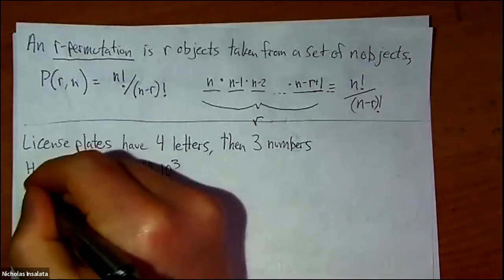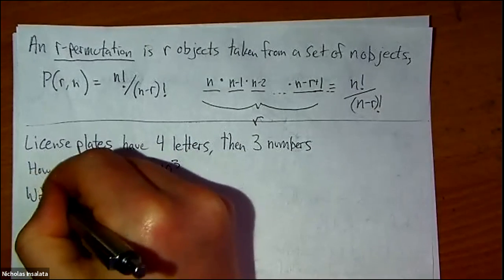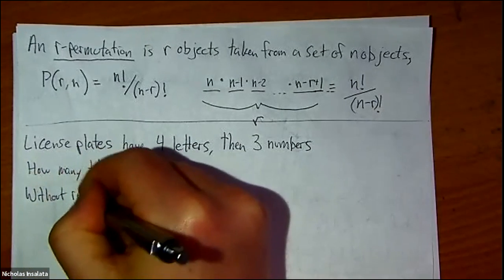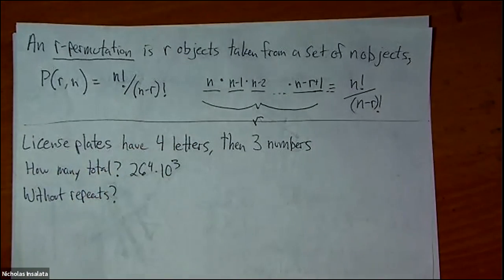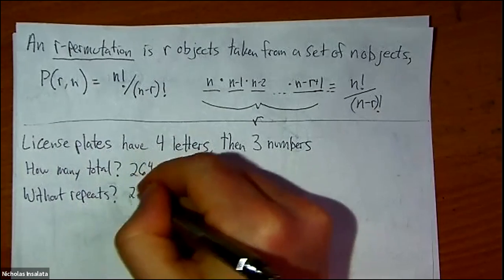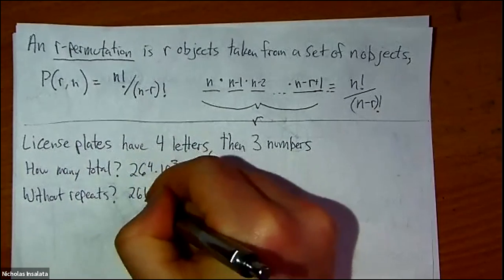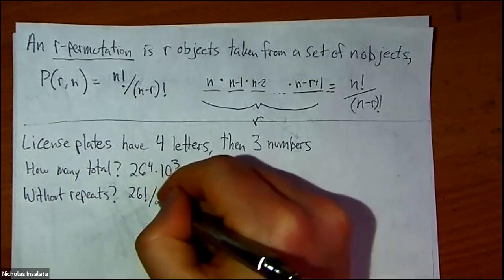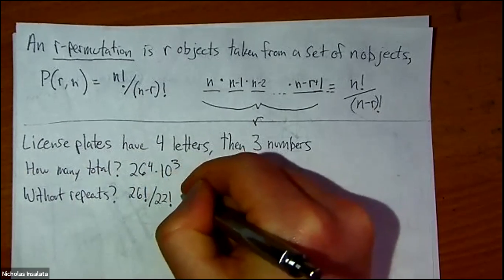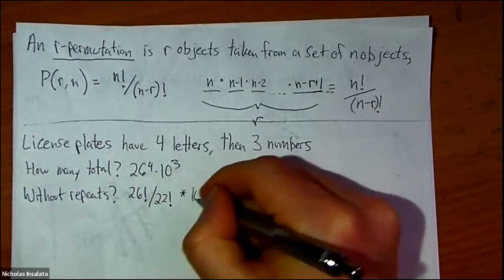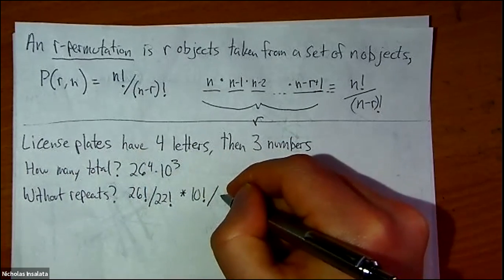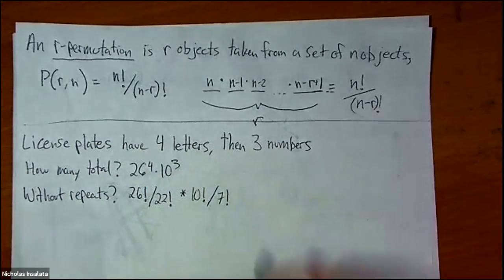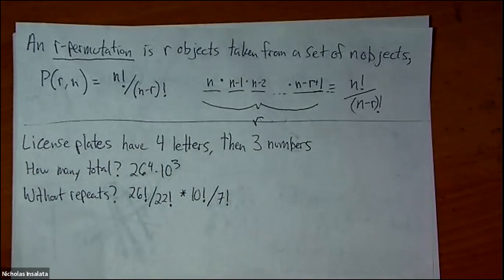But without repeats, then David, you would be right. 26 factorial divided by 22 factorial times 10 factorial divided by 8 factorial, 7 factorial. Right?